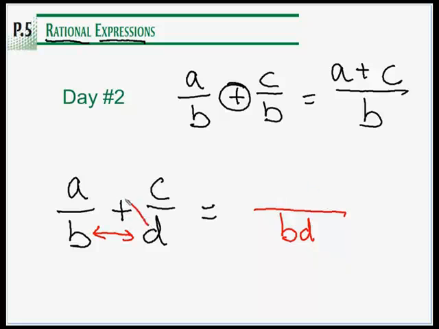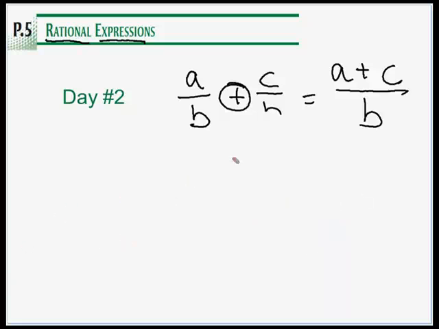I like to go up to the left first. So this would be a times d, and then because we have a plus here, it's nice and easy, we just put a plus, and then we multiply on this diagonal, b times c, bc. So that's the pattern to follow. Multiply the given denominators, and then multiply up to the left and up to the right to fix your numerators.